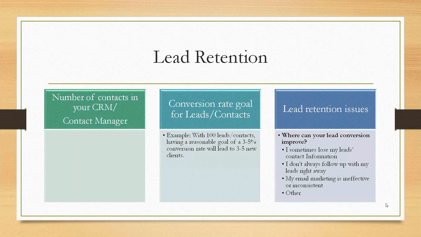So lead retention. The number of contacts in your contact manager, and the conversion rate goal for leads and contacts. Suppose with 100 leads or contacts, having a reasonable goal of 3 to 5% conversion rate will lead to 3 to 5 new clients. This is an example. So for lead retention issues, where can your lead conversion improve? What is happening right now?